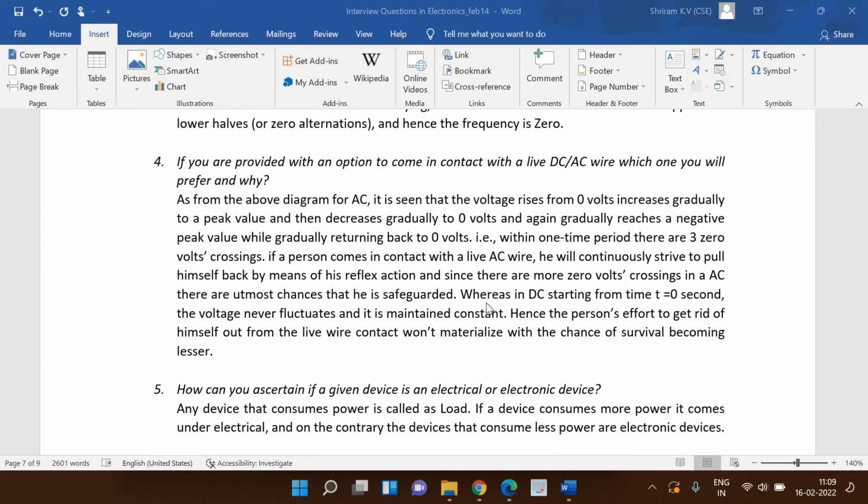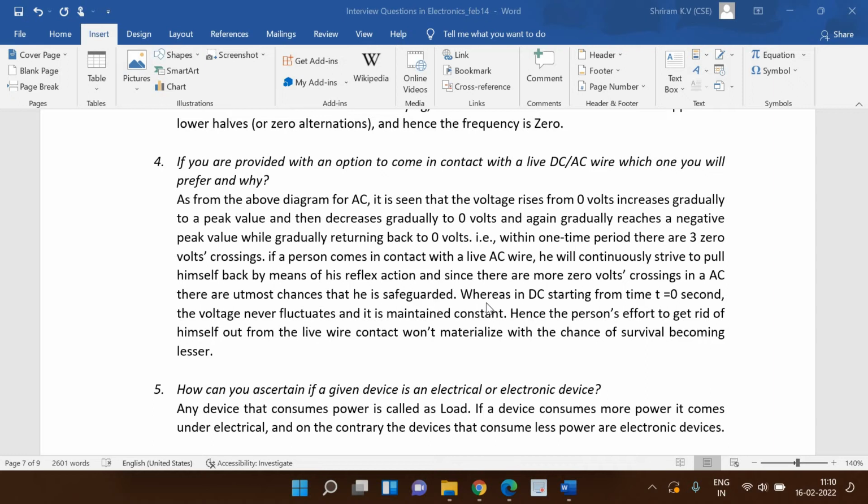In AC, you can see that the voltage rises from 0 volts and it increases gradually to the peak value and then decreases again to 0 volts and again it increases and decreases. It is the cycle. So within one time period, there are 3 zero volt crossings. If you see the picture rightly, as I presented in the previous session, you can see that. So if you are coming in contact with an AC live wire, he will continuously strive to pull himself back by means of his reflex action. And since there are more 0 volt crossings in the AC, that's most preferable.